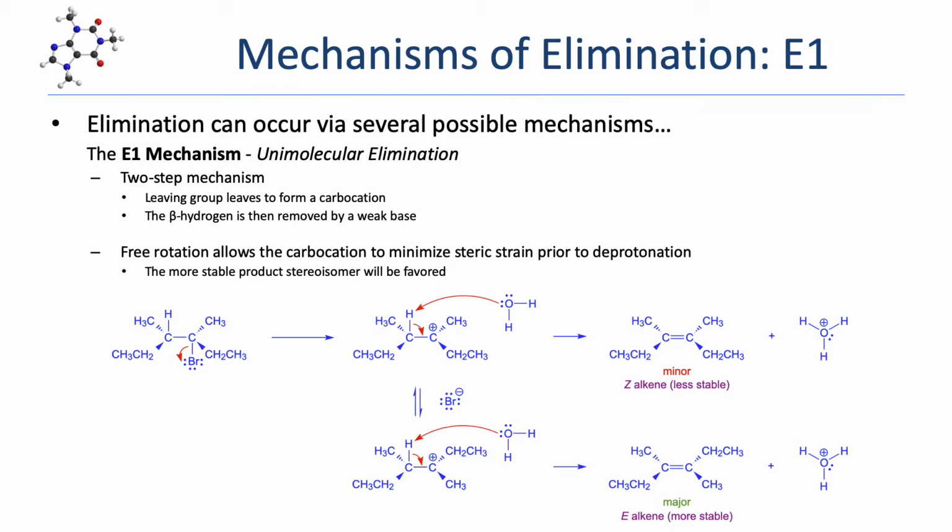Free rotation of the carbocation can lead to the lower conformation, which places the two large ethyl groups pointing in opposite directions. After removal of the beta hydrogen, those two ethyl groups will still be pointing in opposite directions, leading to an E alkene. Because the lower conformation places those two large ethyl groups far away from each other, it's going to have less steric strain and be more stable than the top conformation. Because it's more stable, there will be more of this conformation at equilibrium, and that higher concentration will lead to a faster reaction. So the overall outcome is pretty straightforward. In an E1 reaction, the more stable product stereoisomer will almost always be favored.